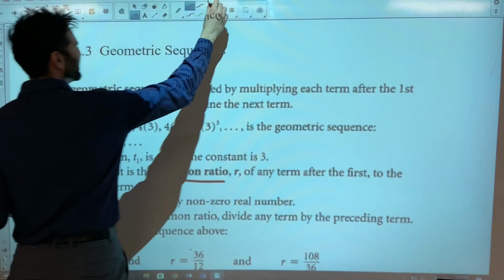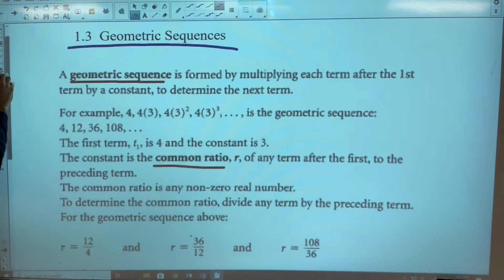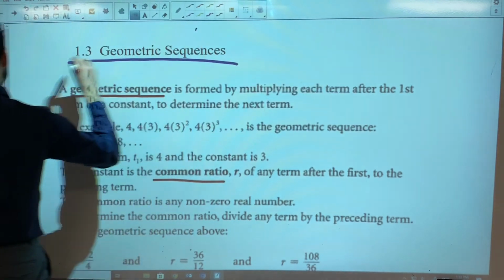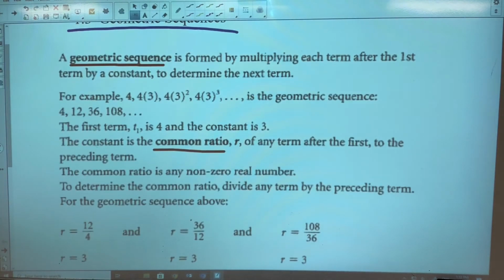So here we go. We had a nice chat, and we never filmed the fun stuff for the YouTube. We always filmed the boring stuff. So we're doing geometric sequences.